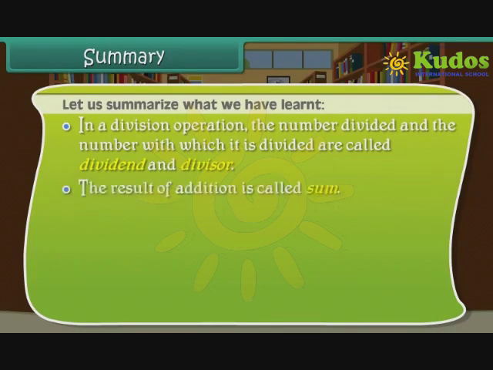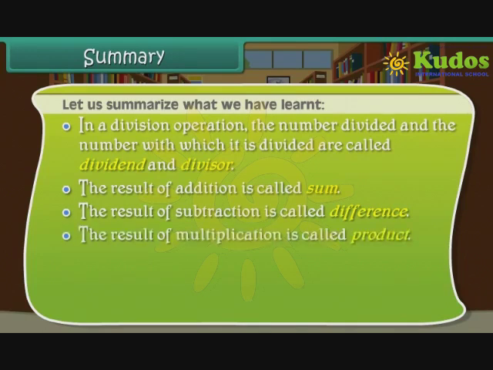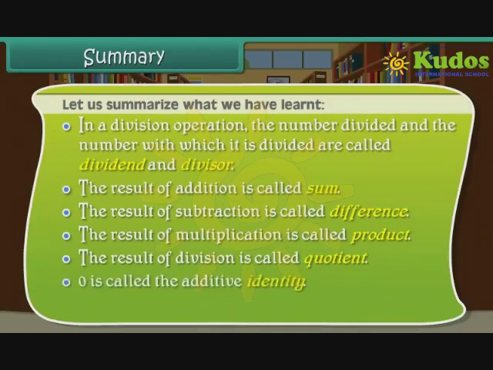The result of addition is called sum. The result of subtraction is called difference. The result of multiplication is called product. The result of division is called quotient. 0 is called the additive identity. 1 is called the multiplicative identity.